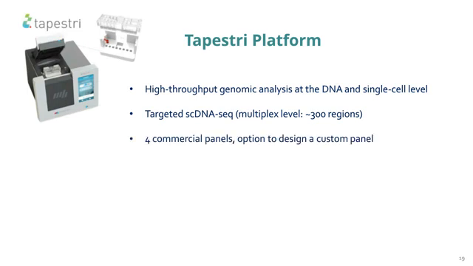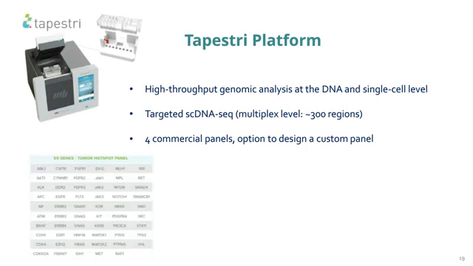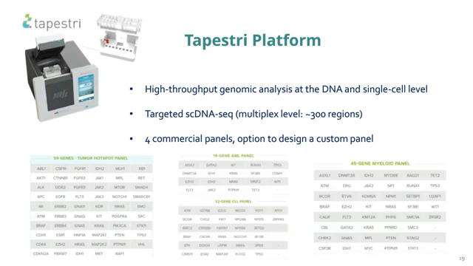And for that, the company already provides 4 commercial panels on the catalog, but also the option to design a custom panel by selecting your own genes or regions of interest. So they have a more general panel that includes genes that are highly mutated in several solid tumors, and then 3 other more specific panels, either for acute myeloid leukemia, chronic lymphocytic leukemia, or myeloid malignancies.